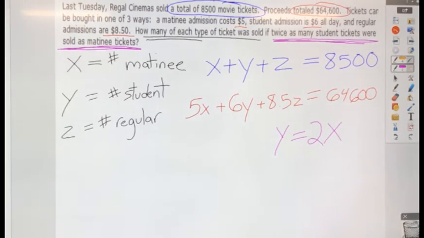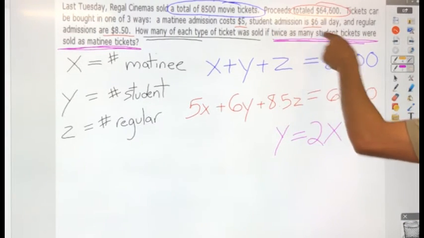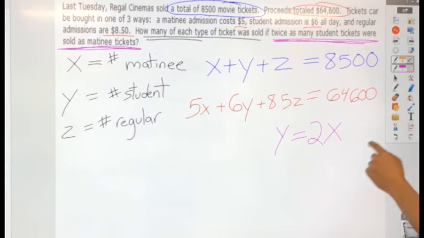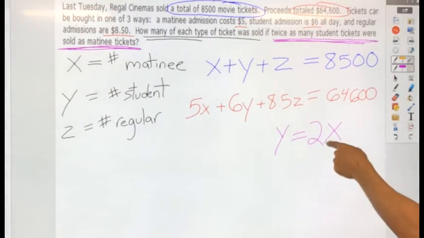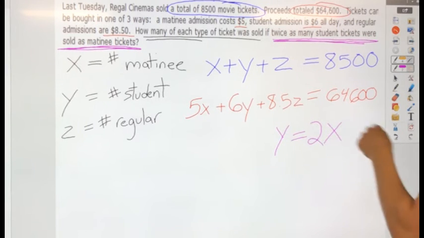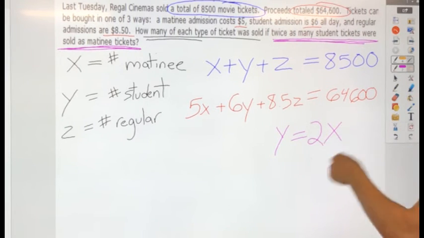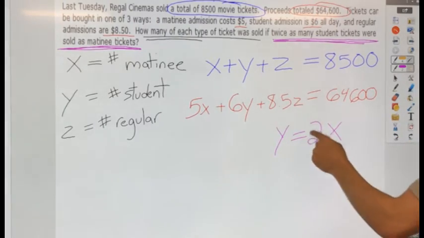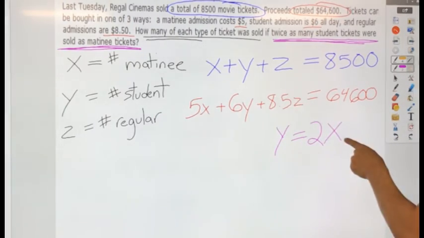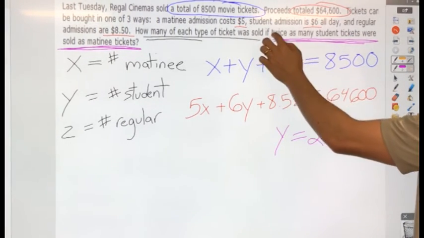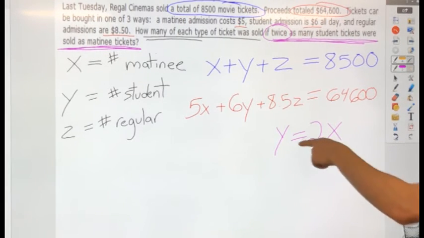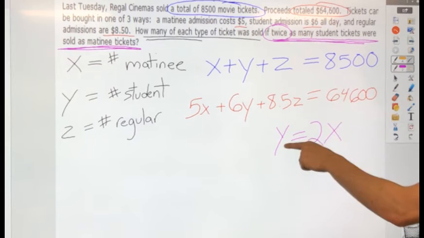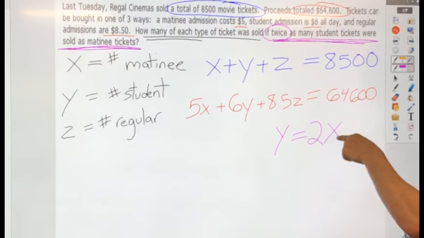That is correct. A lot of people put it in front of the Y because you see twice as many with the students here. But that's not what represents twice as many. I need to take matinee and double it to get twice as many as this number, right? So hopefully you can see how this makes sense. This is the correct equation. It represents that student tickets are twice as many as matinee.